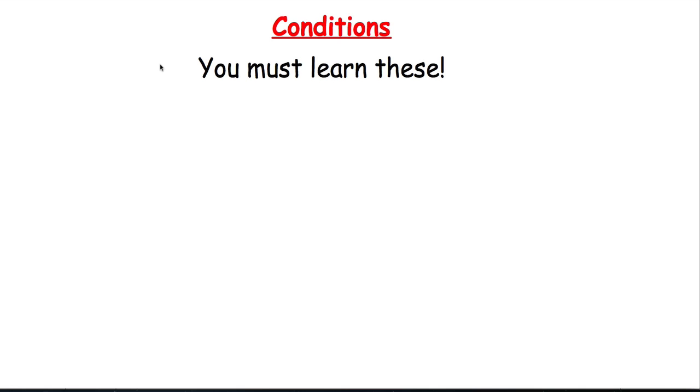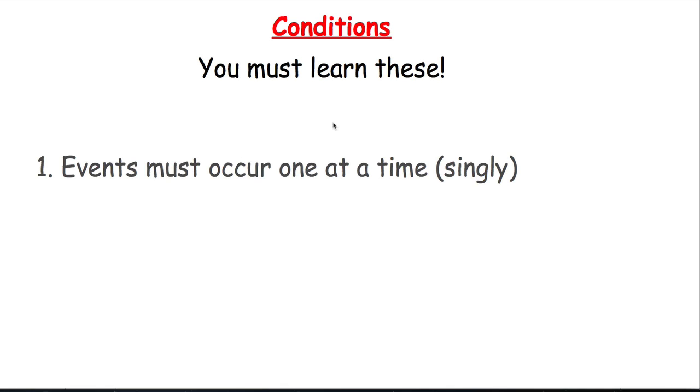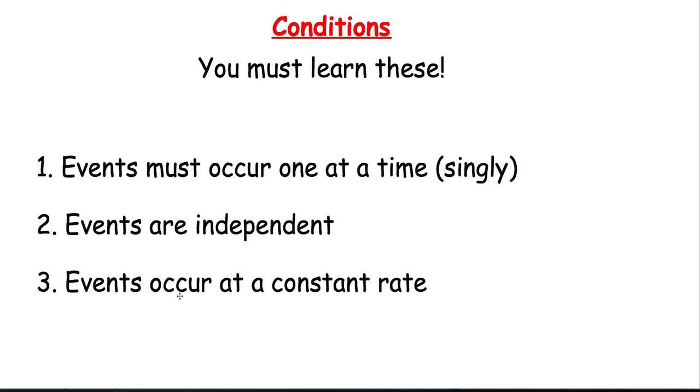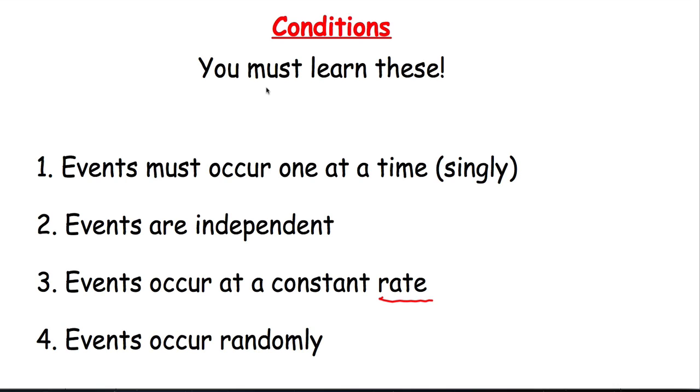Okay, so the Poisson distribution. Really quickly, we're just going to start off with the conditions of a Poisson distribution. And again, you must learn these a little bit like the binomial. So the first thing that we've got to know is that events must occur one at a time, or singly in space or time. All events must be independent of each other. Events must occur at a constant rate, and rate is going to be hugely important in identifying Poisson distributions.